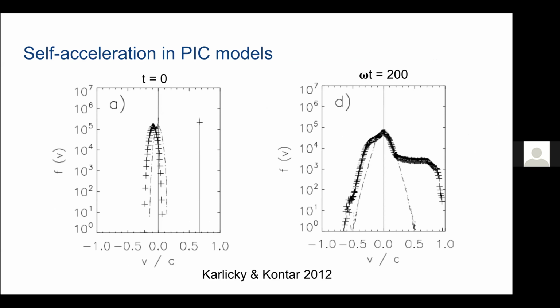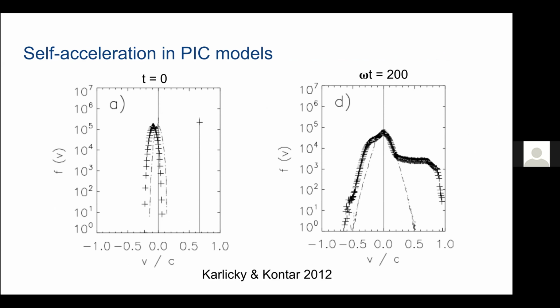Here is just a result from one of the fixed simulations. This is a 3D simulation with, I think, EPOCH, not sure exactly. They didn't state the name of the code in the paper. But here's the initial distribution. It's drifting in the opposite direction initially. They have to start it out that way. And this is their monoenergetic beam, okay?